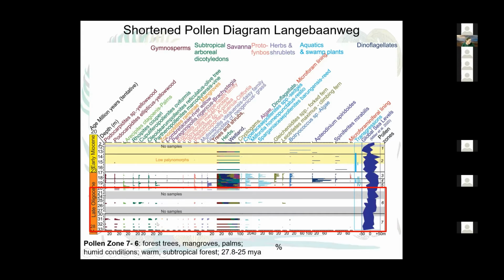Pollen zones 7 to 6 are dominated by forest trees belonging to Podocarpaceae and Fagaceae, as well as Ulmaceae. And palms are also quite abundant in these zones. There are also spores of Lygodiumsporites maximus. And based on these taxa, we can assume that the climatic conditions were humid, and that the paleoenvironment was a warm subtropical forest, which existed approximately 27.8 to 25 million years ago.